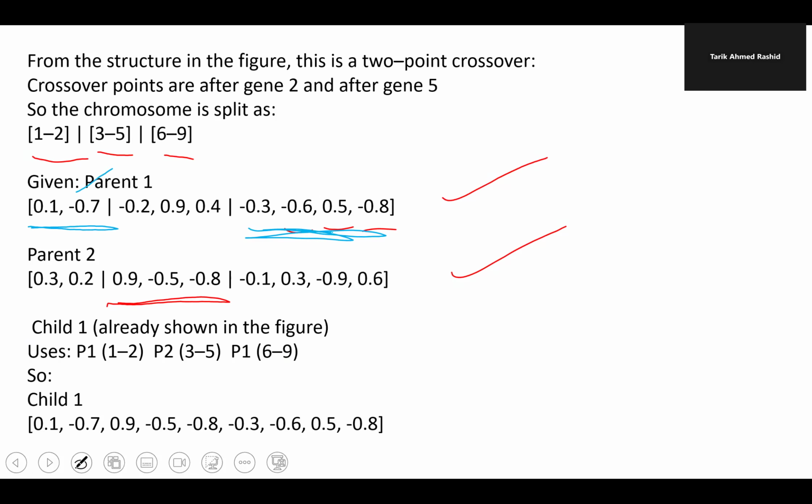So here, child one was taken from here, and this part was taken from parent 2. This 3-bit part was taken from parent 2. So this is P1 taken from P1, P2, and P1, sorry. So that's how the child was taken.